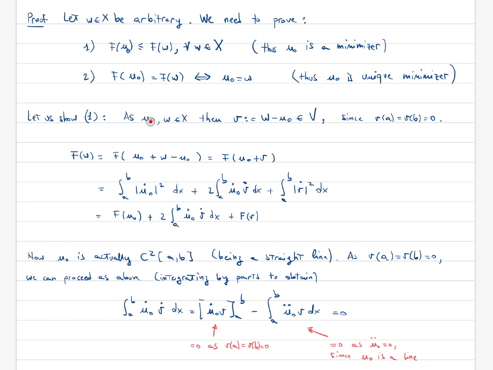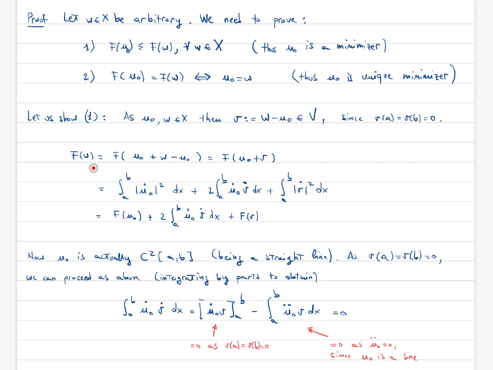and so fix u0, which is our straight line, and some arbitrary point w in x, and then set v to be the difference between w and u0. And since x is an affine space over V, we see that this guy belongs to V. Even forgetting about affine spaces, you know that the function v takes the values capital A and capital B at the extreme points, and also u0 does. So if you take the difference, you see that v takes the value 0 at A and B.